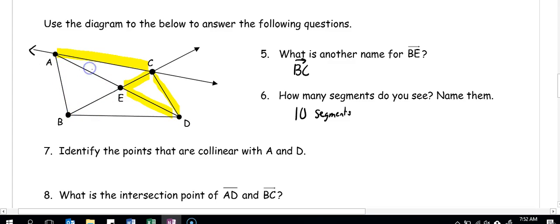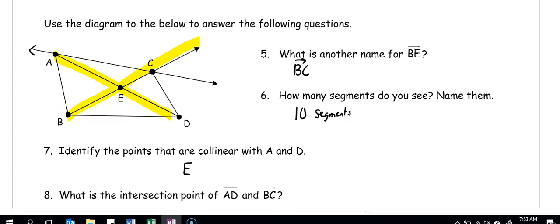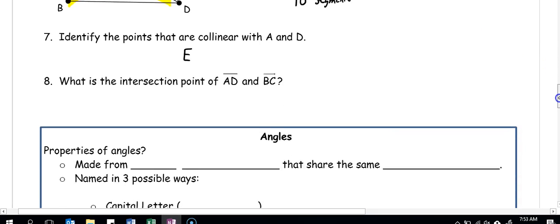Identify the points that are collinear with A and D. So A and D are already on the same line here. What other point is collinear with that? That in this case would be E. Now, C and B don't count because they're not on the same line with A and D. They're either on a line with A or a line with D, because remember, lines have to be straight. What is the intersection point of segment AD and ray BC? So they're going to intersect at point E, because that's where the lines are crossing each other.